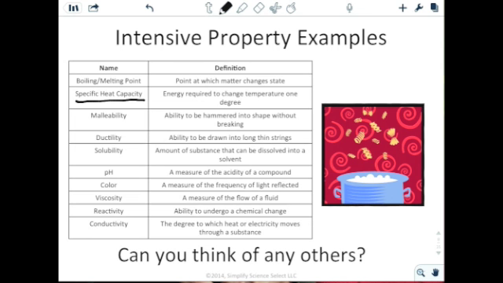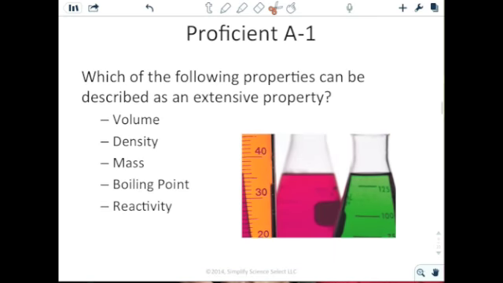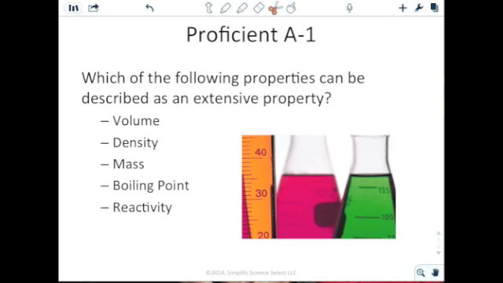long thin wires. And then we have other ones like solubility, pH, color, viscosity, reactivity, and conductivity. We have all of those, and those are all intensive properties. So it doesn't matter how much we have, those properties are going to be the same. Now, jumping into our first example question, it says, which of the following properties can be described as extensive properties?